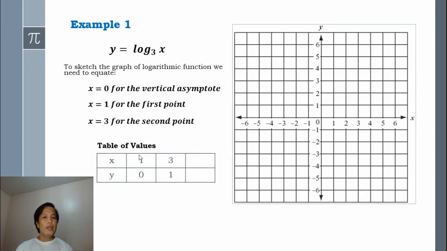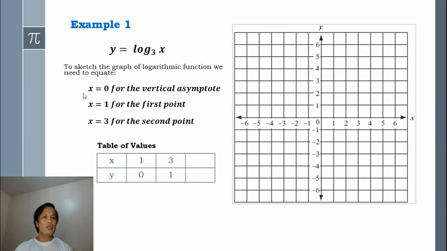Another is the 3. If we substitute 3 here, that becomes y equals log of 3 base 3. Now, if the value here is equal to the base, it follows that the whole logarithmic expression is always equal to 1. That's why we have y equals 1. So everything becomes 1 if they are equal. That's why we choose 1 and 3 as the chosen domain for this specific example. So these are the two ordered pairs that we need to plot in the Cartesian plane.